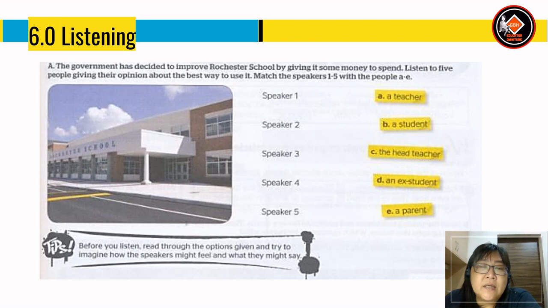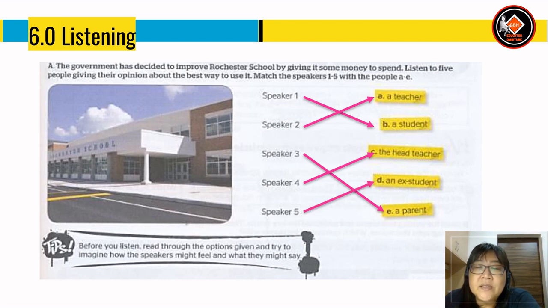Dear students, now let's look at the answers. So speaker 1 is a student, speaker 2 is a teacher, speaker 3 is a parent, speaker 4 is the head teacher, and speaker 5 is an ex-student.